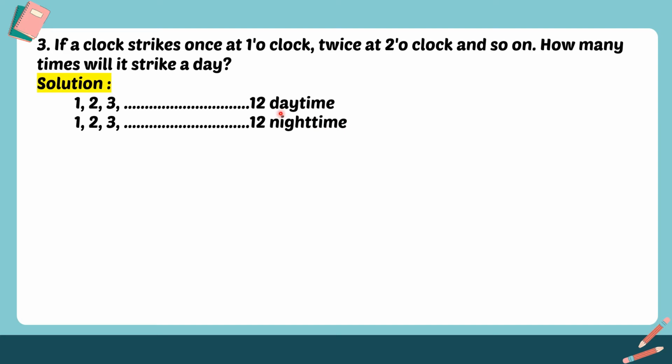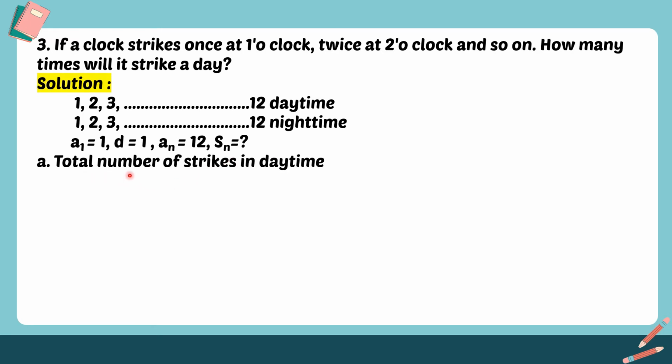So, kailangan natin hanapin kung ilang beses siya mag-i-strike in a day. So, kailangan natin kunin yung sum ng lahat ng strikes niya from daytime hanggang nighttime. So, ang first term natin ay yung 1, common difference ay 1, a sub n ay 12, and then we need to find the s sub n. So, solve muna natin yung number of strikes in a daytime. Sa daytime, gamit yung s sub n equals n over 2 times a sub 1 plus a sub n.